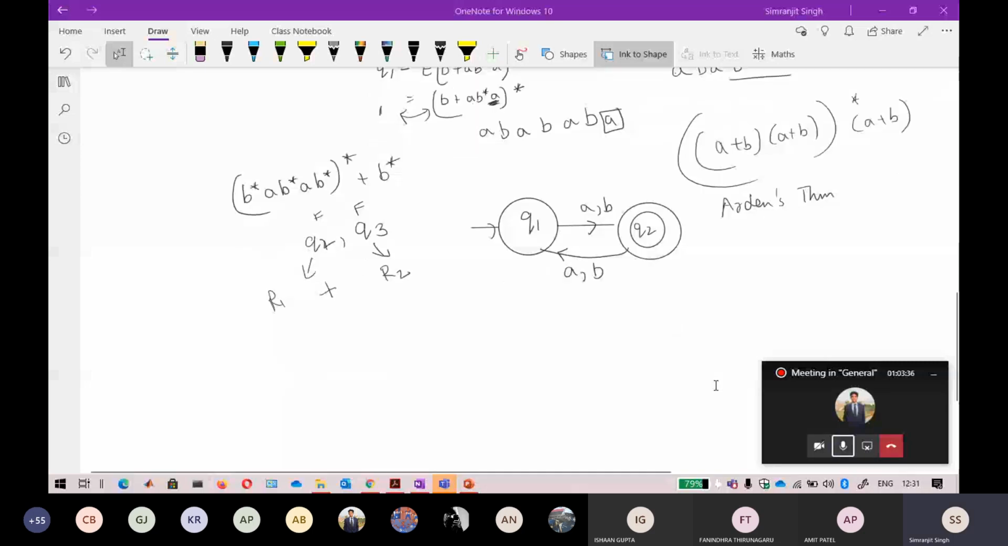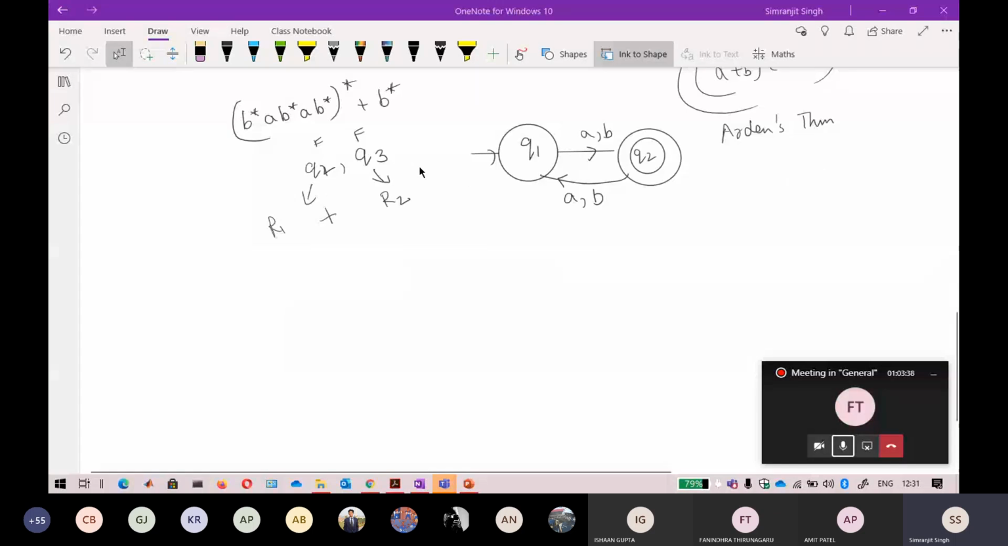Okay, now I think it should be simple. I don't know what the answer would be. Let me just write q naught. If you have written q1, then it's okay. I am just writing it as q naught for better understanding.